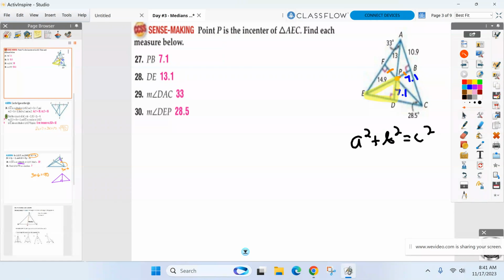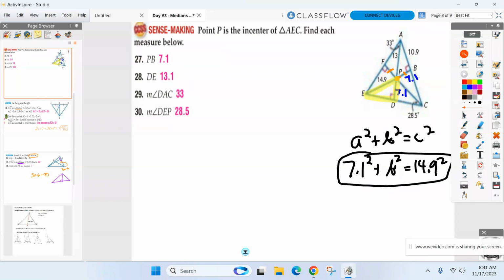A and B are the sides that make up the right angle, which in our problem is 7.1 and the missing side. C is the hypotenuse across from the right angle. That's 14.9. And now I go to work. Make sure you take the square root at the end. If you want, you can plug this into NumWorks, into your equation solver, and it'll give you two answers, a positive and a negative. We never want a negative side, so we take the positive. We good, Vinny?